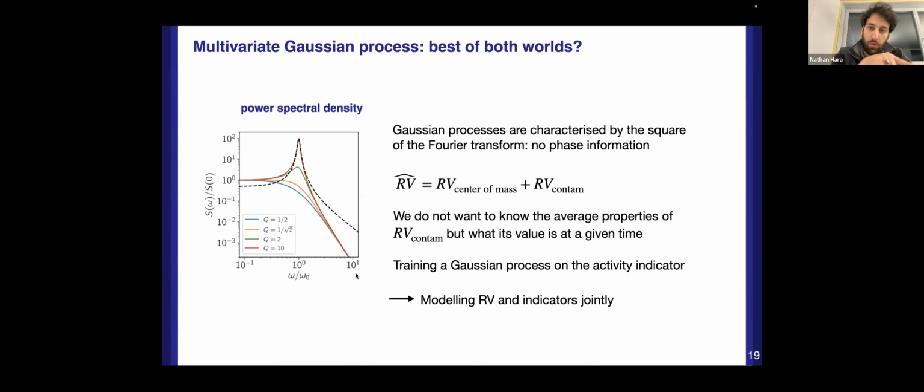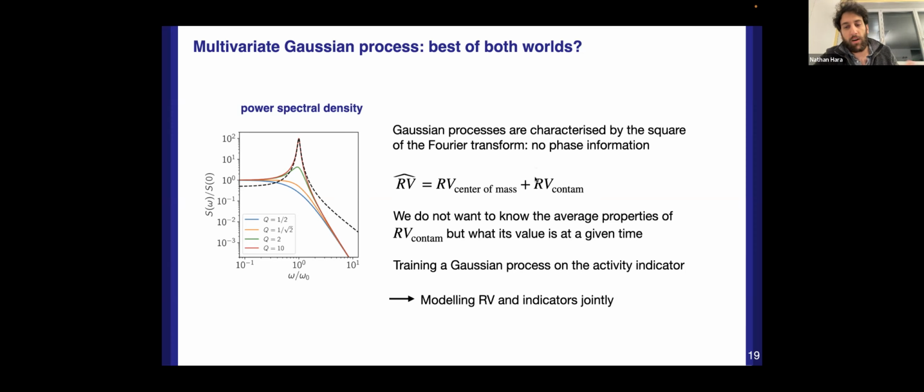So you want to use the information from the shape indicators of the spectrum, like the bisector, the log R prime HK, and so on, to predict, well, this contaminating signal value is this at this particular time. And so if you train your Gaussian process on the activity indicators, it's going to give you the hyperparameters, well, the hyperparameters give you the average properties of the process. And so the detection limits that you will have with this method are probably overly pessimistic.